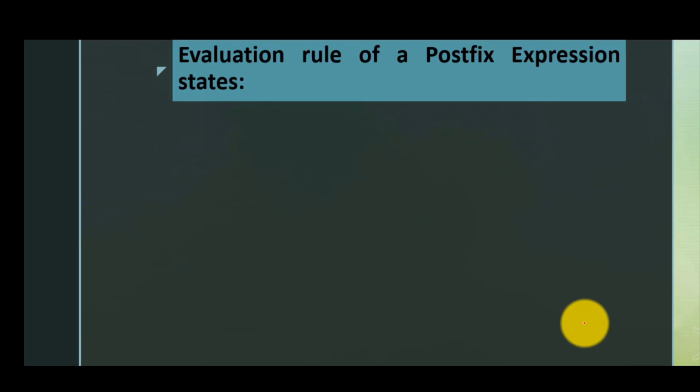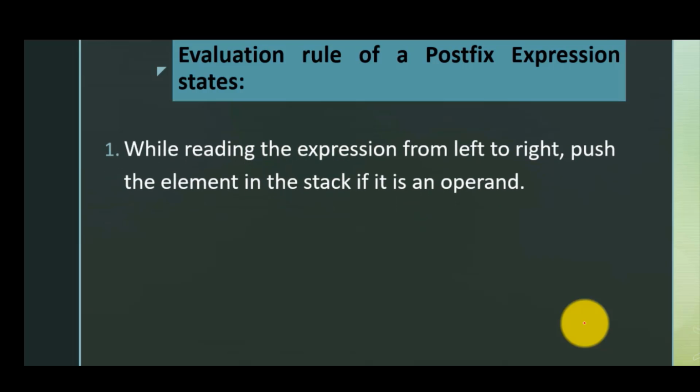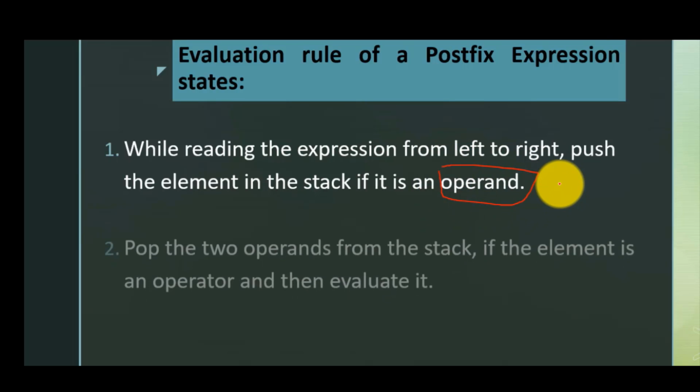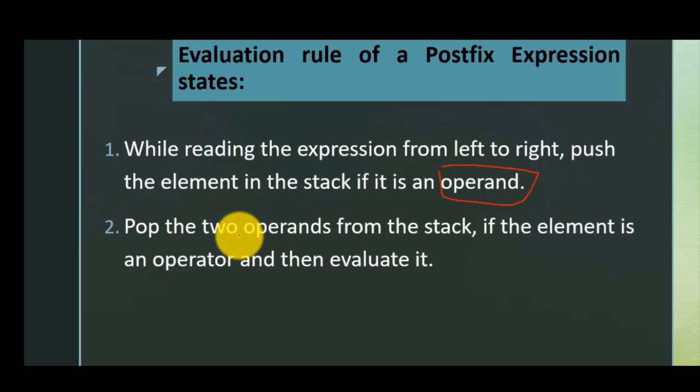Now, first, we're going to check the rule of postfix expression. If we're going to read the expression from left to right, we're going to move the element into the stack if it is an operand. When we are talking about the operand, either it's a number or a letter. And we're going to pop the operands. When we are talking of operands, it should be 2, it cannot be only 1, from the stack. If the element is an operator, plus, minus, division, etc., then we're going to evaluate it.